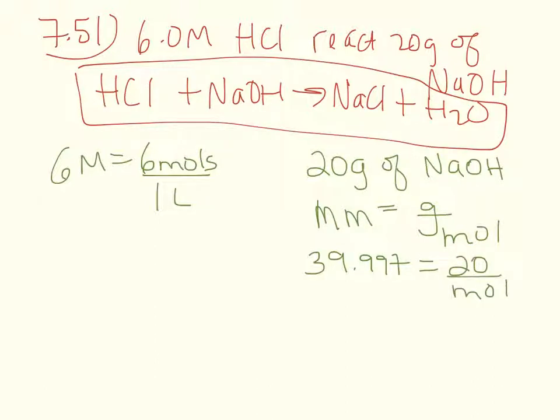To isolate for moles, we're basically swapping our molar mass and moles. So moles is equal to 20 grams divided by 39.997, and we get a final answer of approximately 0.5 moles, which should make sense to us because the molar mass of sodium hydroxide is almost 40, it's 39.997. That's telling us that for 40 grams of sodium hydroxide, that's 1 mole. So we have about half of that. We're given 20 grams of sodium hydroxide, so it makes sense that we are now at half of a mole.